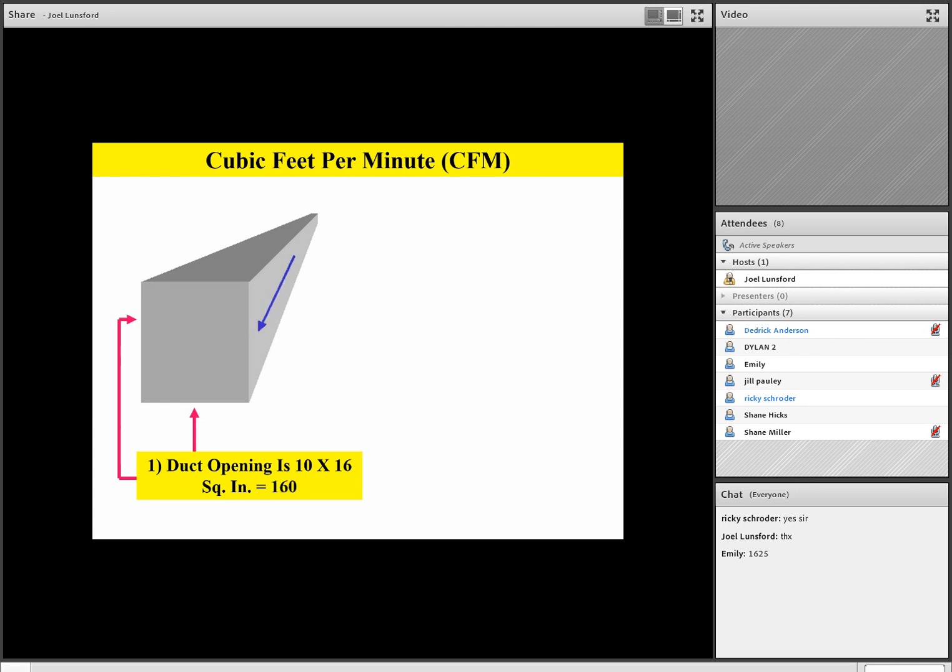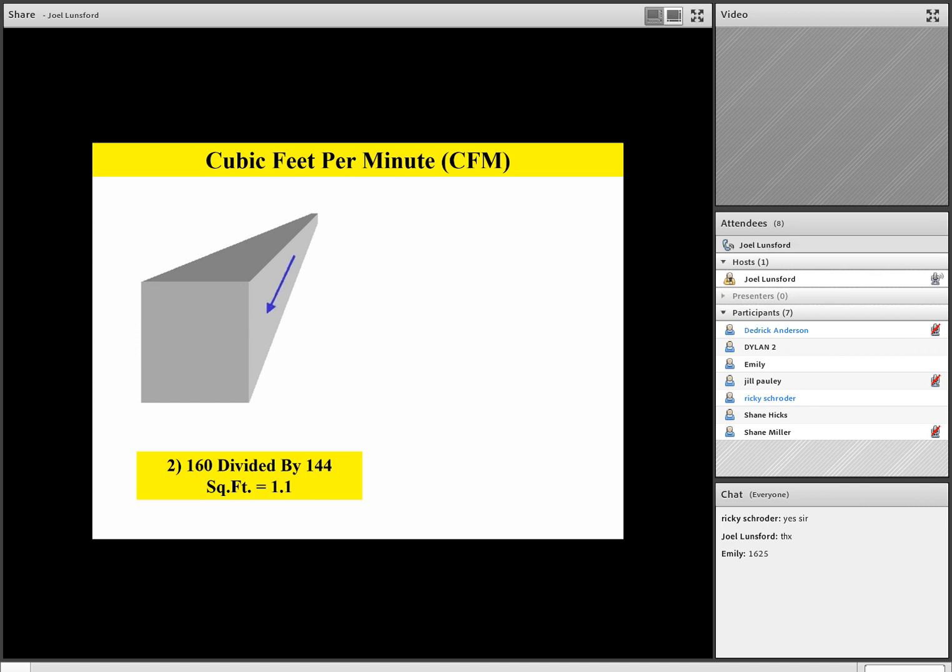We then divide 160 by 144, because remember, team, we always have to get to square feet. And the way we do that is we divide by 144. So we divide 160 by 144 to find our square foot opening, and in our example, 160 divided by 144 equals 1.1 square feet. So that 10 by 16 duct actually has a square foot cross section of 1.1 square feet.